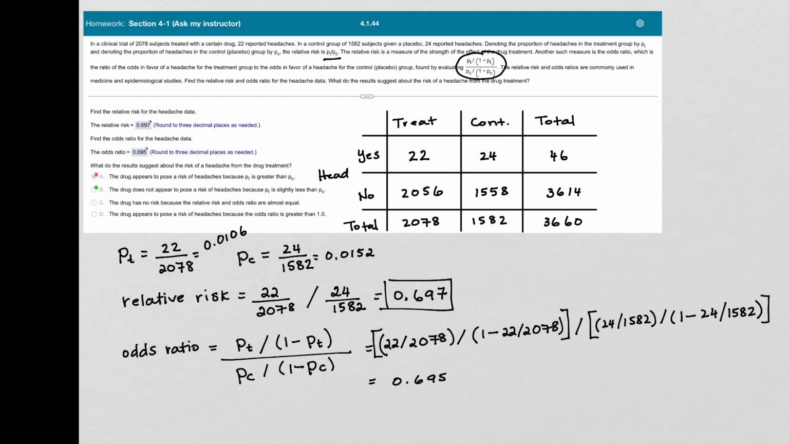So here we see that the proportion of individuals with a headache in the treatment group is a little over 1%, and in the control group it's closer to 1.5%. So it doesn't appear that the treatment is causing the headaches. So we would say that the drug does not appear to pose a risk of headaches because the probability of getting a headache in the treatment group is slightly less than if you were in the control group. And that's how you do that problem.